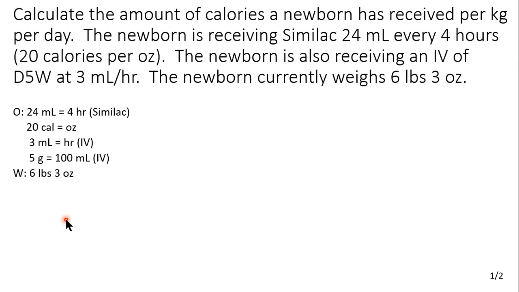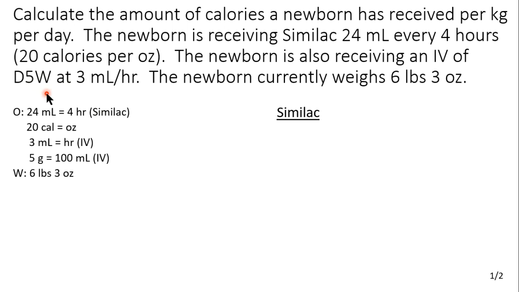For the IV, we have 3 milliliters per hour and 5 grams in 100 milliliters. Because remember that when you have the D5W, it means 5%, which means 5 grams in 100 milliliters of water. And then the weight of the baby is 6 pounds and 3 ounces. So let's go first with the Similac.